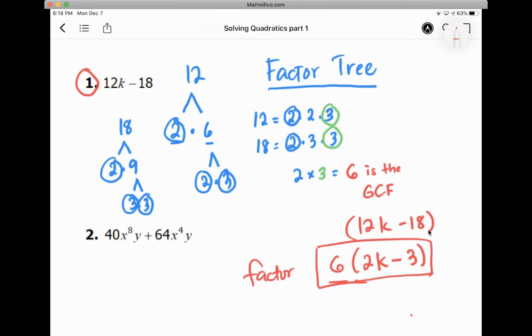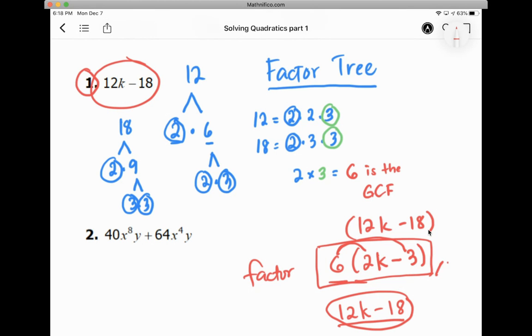So how do we check if we got the answer right? Of course, by the distributive property, 6 times 2k gives you 12k, and 6 times 3 gives you 18. So that pretty much equals this. That means we got the right answer.